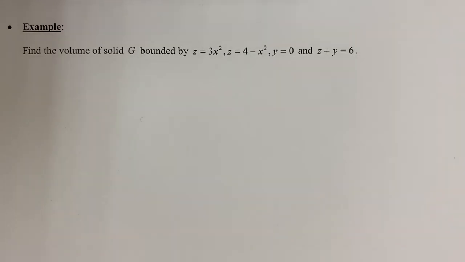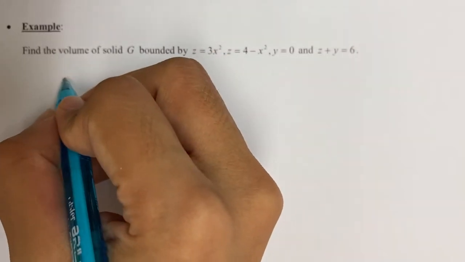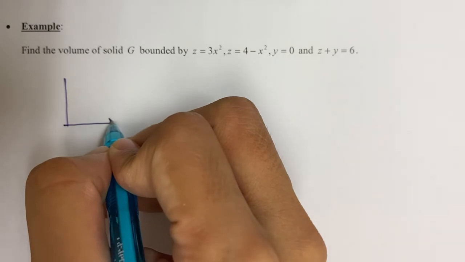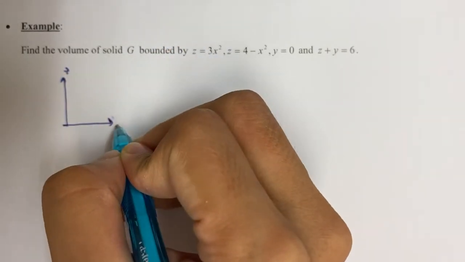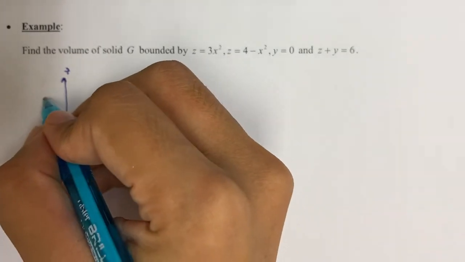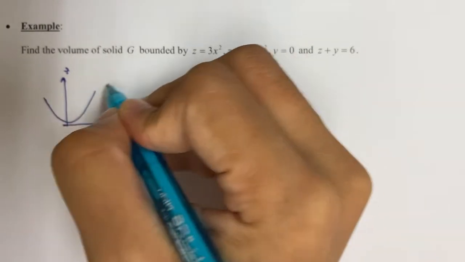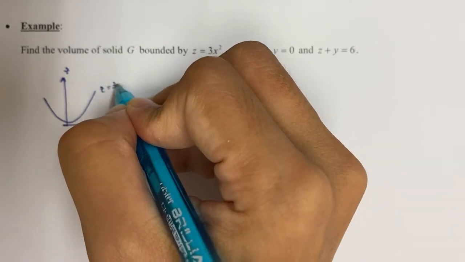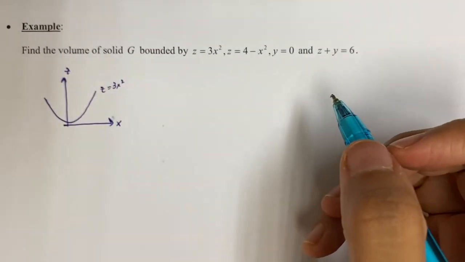Okay, we try to find the volume of solid G bounded by z equal to 3x squared and z equal to 4 minus x squared, y equal to 0, and z plus y equal to 6. So first we have the zx plane. Then z is equal to 3x squared, we have a smiling face, and then 4 minus x squared.